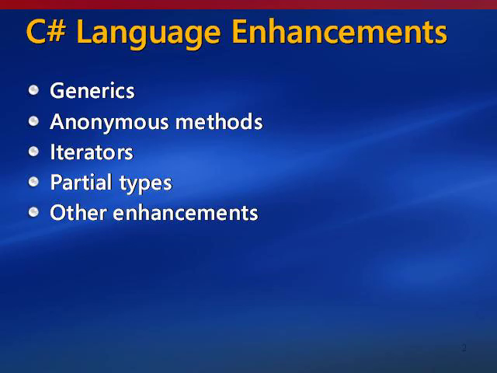Now, the big new thing, and I'm sure you've already heard about it, is this thing we call generics. But over and above that, we also now in C# 2.0 support anonymous methods and iterators, partial types, and a whole slew of other enhancements that I'll go through.